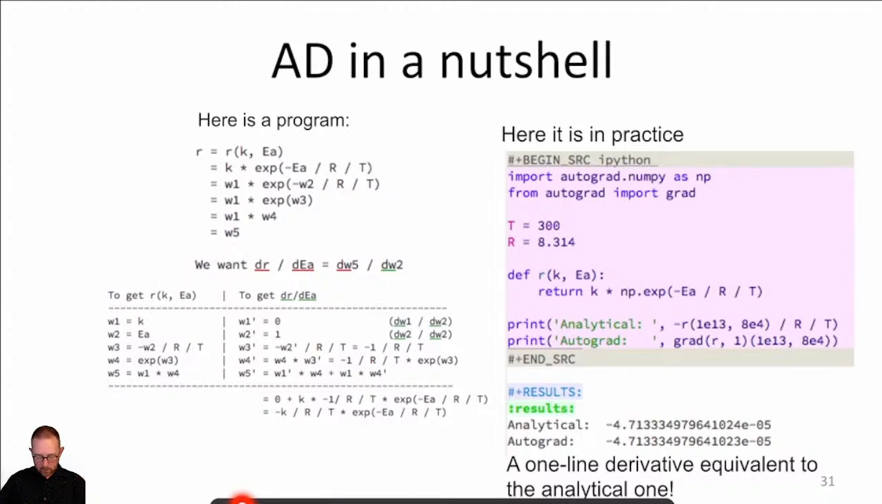And so if we ask what is the derivative of the rate with respect to the activation energy, that is equal to dW5/dW2. So that's just regular calculus, and the way we apply the chain rule is we first start out with the variables like this. Those derivatives are 0 and 1, which is dW1/dW2 and dW2/dW2. And then we just apply the chain rule into these. That's shown on the right, and that leads us down here to the actual derivative that we want.